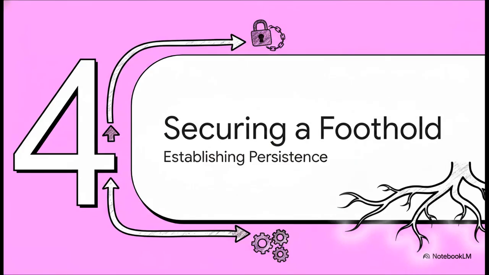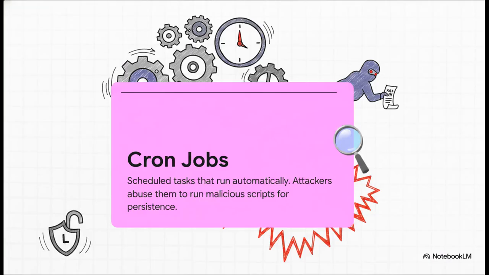So an attacker isn't going to go through all this trouble just to get kicked out on the next reboot. They need to make sure they can get back in whenever they want. We call this establishing persistence. So the question is, how did they set up their secret backdoor? Well, a really common way to do this is to hijack the system's task scheduler, which we know as cron. Cron jobs are just scheduled tasks that run automatically. You know, things like system backups, running updates, that sort of thing. Attackers just love them because they can sneak in their own malicious script and set it to run every so often, which basically guarantees they'll always have a way back in.